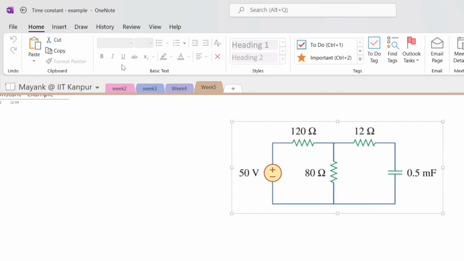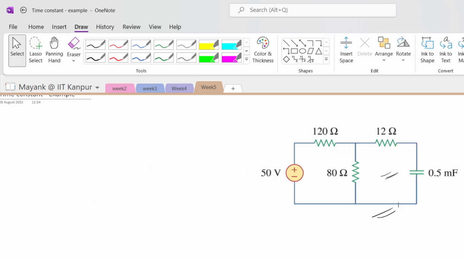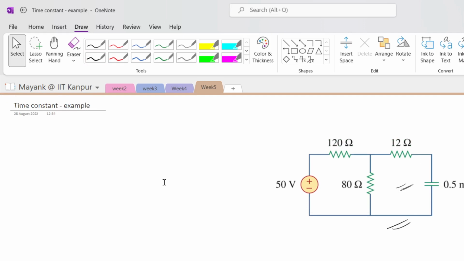So I have asked you to find the time constant of this particular circuit, right? This is the circuit here, and I asked you to find the time constant. So what should you do in order to find the time constant? This was covered earlier in the week. If you have to find the time constant of a first order RC network, you have to first see where the capacitor is. So there is a capacitor here, right? And you have to find the Thevenin resistance in between the terminals where the capacitor is connected.